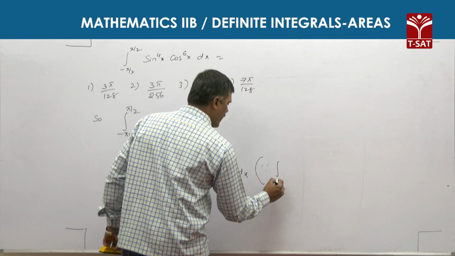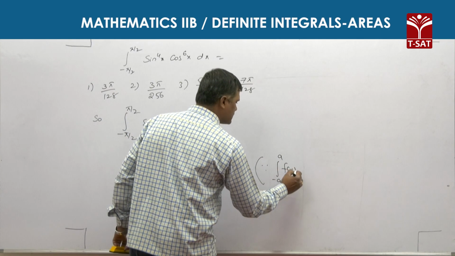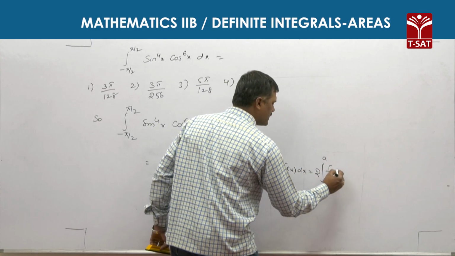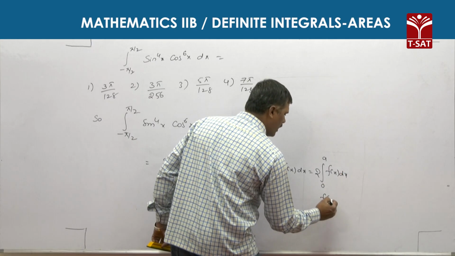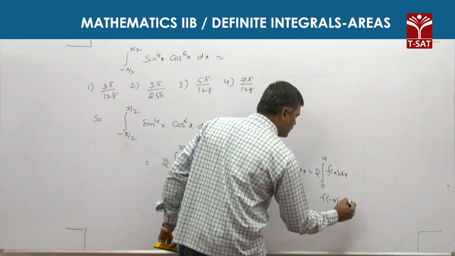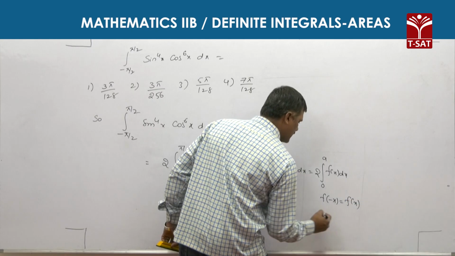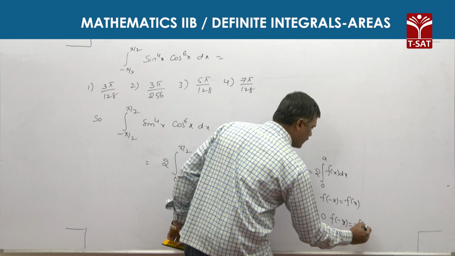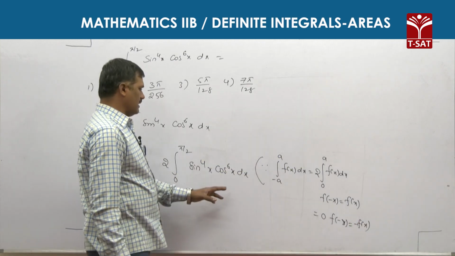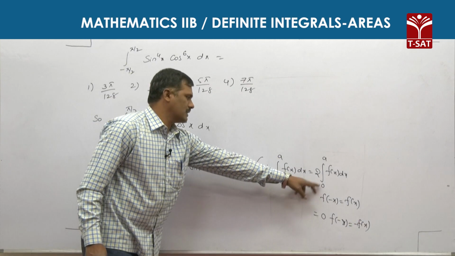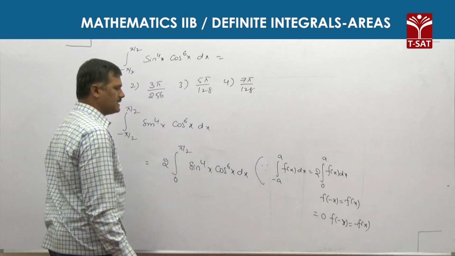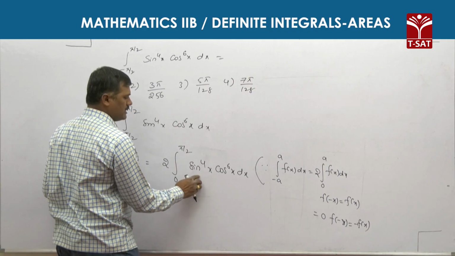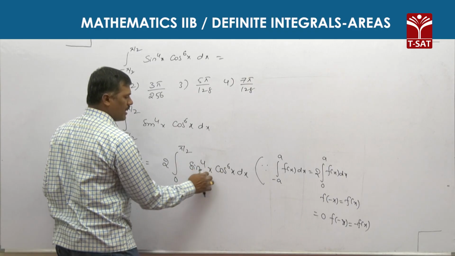Since integral of minus a to a f of x dx is equal to 2 into integral 0 to a f of x dx if f of minus x is equal to plus f of x, and is equal to 0 if f of minus x is equal to minus f of x. So this is the condition: minus a to a f of x dx is equal to 2 into integral 0 to a f of x dx if f of minus x is equal to plus f of x. So the function has no change, since the sin powers are even numbers, that is equal.